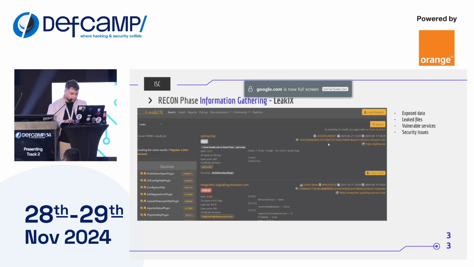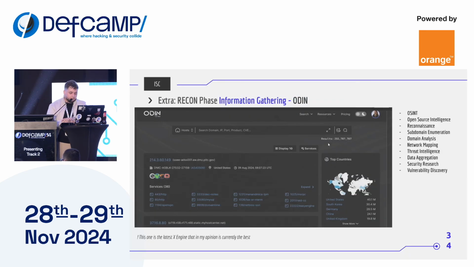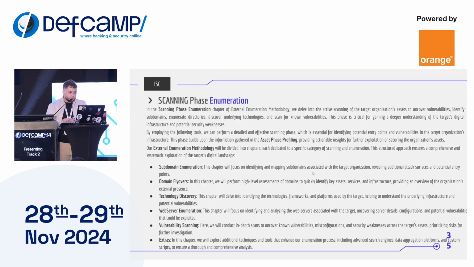And we also have Odin, which is a pretty new advanced search engine, which allows us to see open source intelligence, subdomain enumeration, network mapping, threat intelligence, and data aggregation. It also has an AI component where it can find results based on keywords. For example, if you search for Tesla, it will also search on Telegram groups and stuff like that, and it's a free solution.